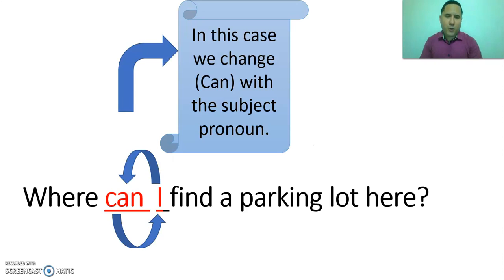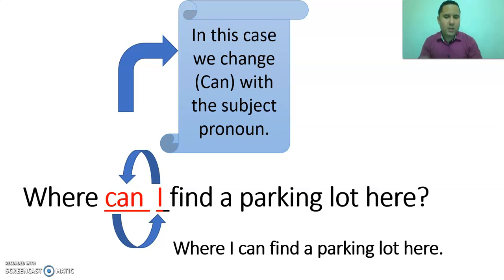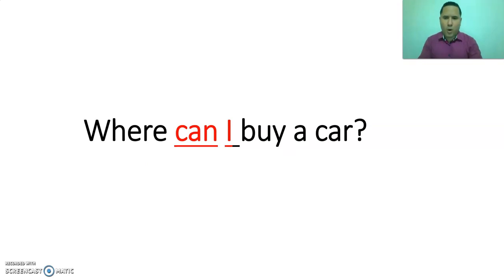Okay, the next one is when we have a modal verb like can. Remember, we have many different modal verbs, okay? It could be can, could, might, should, would, and the rule will be the same, okay? So, the question, where can I find a parking lot? What are we going to do? We are going to switch the modal verb and the pronoun or the subject of the sentence. They switch places, and that's the result. Where I can find a parking lot. Where can I buy a car?